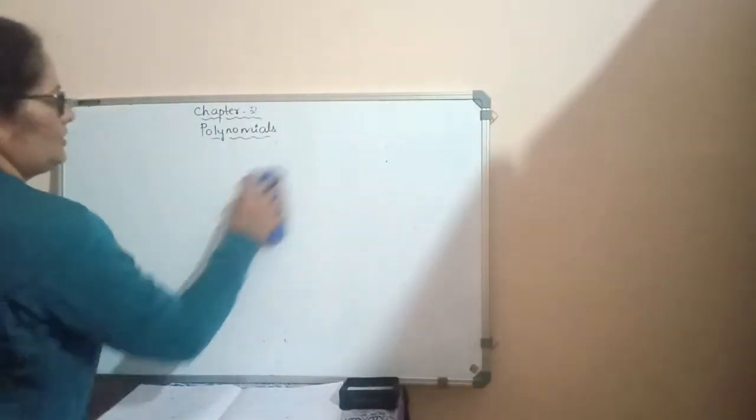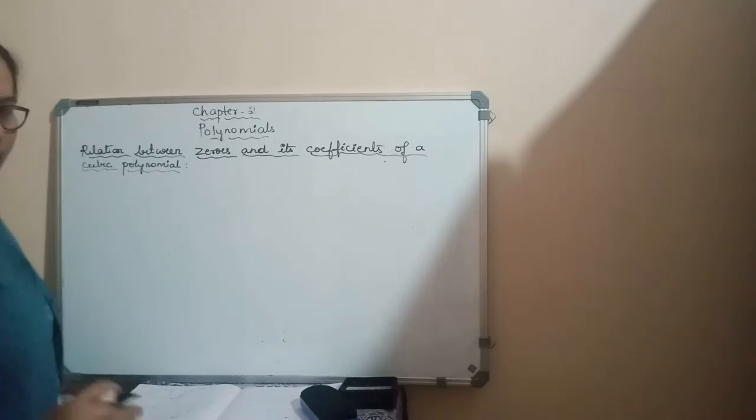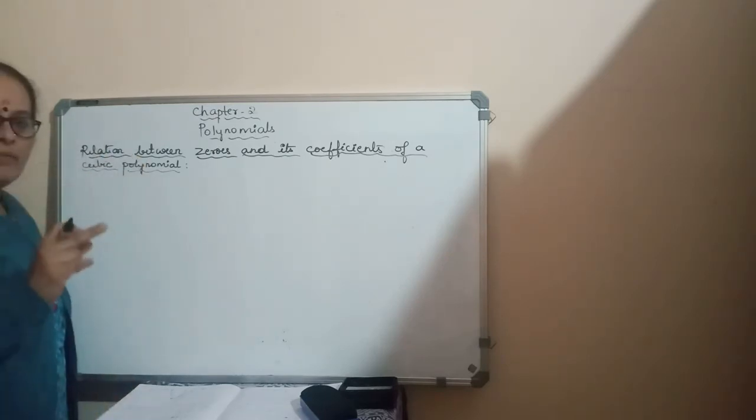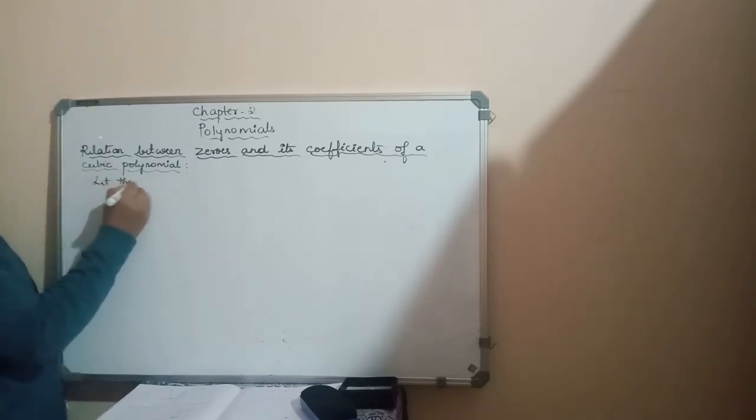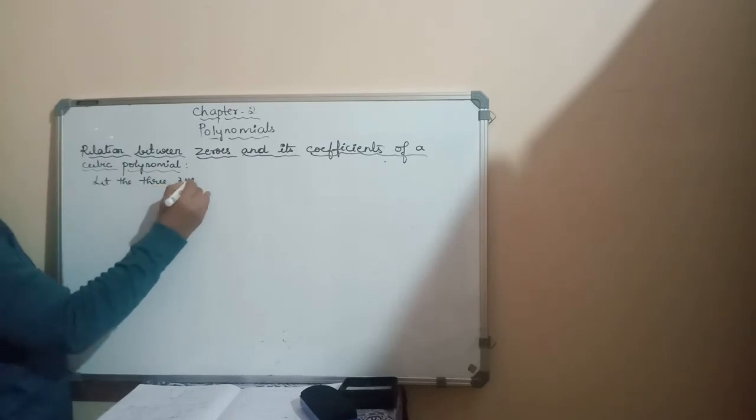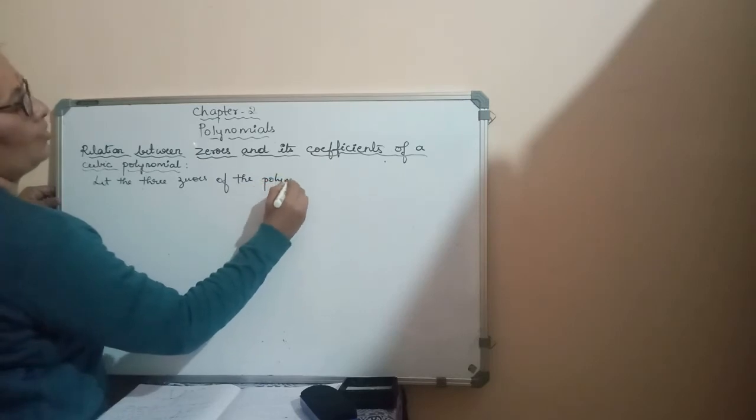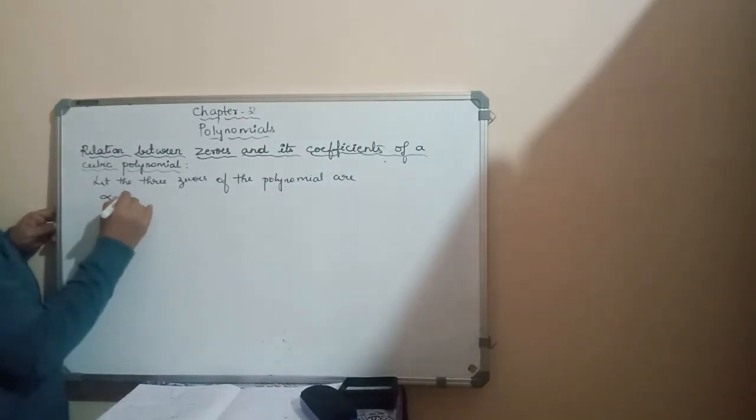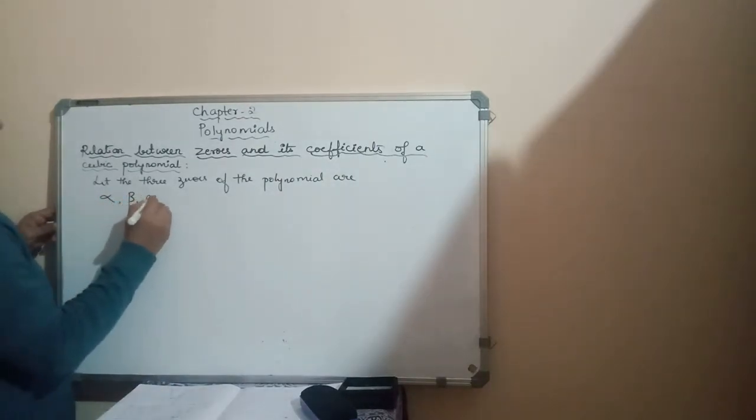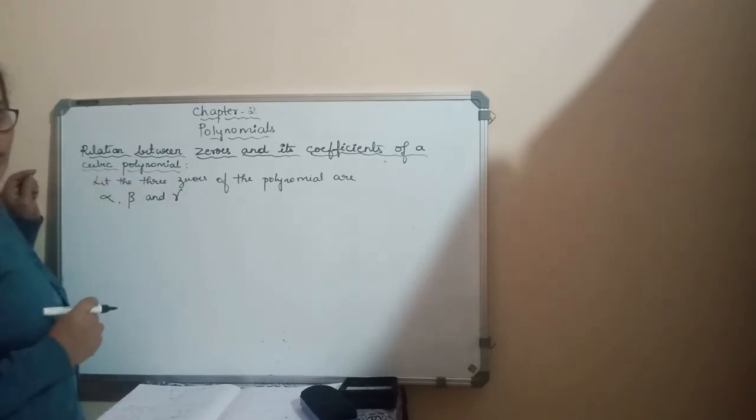Now we move to the relation between zeros and coefficients. The three zeros of the cubic polynomial are alpha, beta and gamma. Let the three zeros of the polynomial be alpha, beta and gamma. So these three are the zeros of the polynomial.